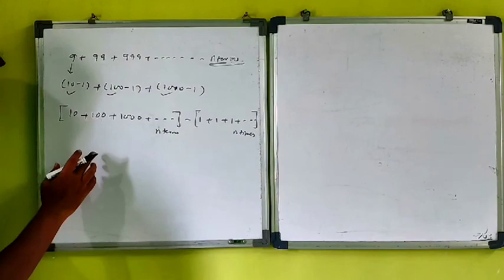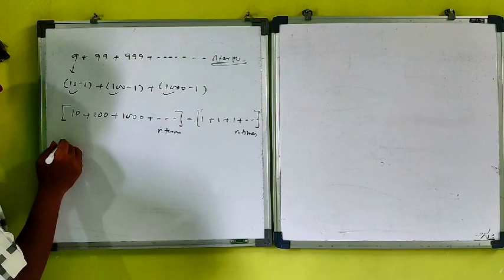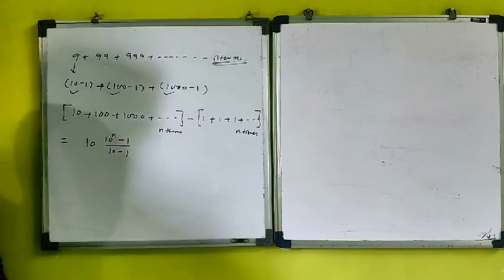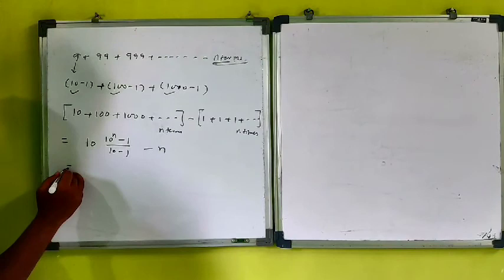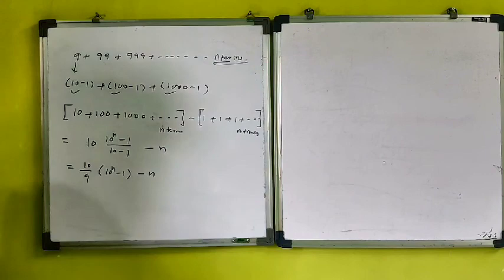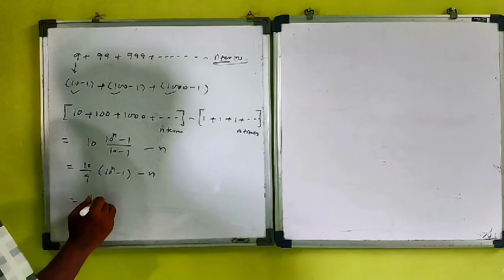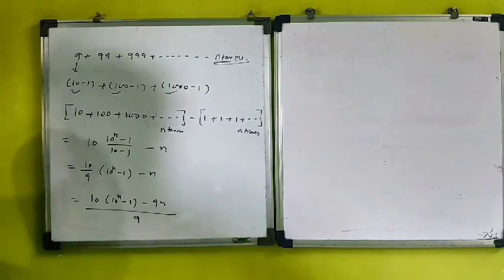So clearly here the ratio is 10, and the first term is also 10. The sum of this is equal to 10 into 10 raised to n minus 1 over 10 minus 1, and here it is n times, so minus n. So it is 10 upon 9, times 10 raised to n minus 1, like this. If you want, we can take a common denominator: it is 10 into 10 raised to n minus 1 minus 9n, upon 9. That's the answer for this type of question.